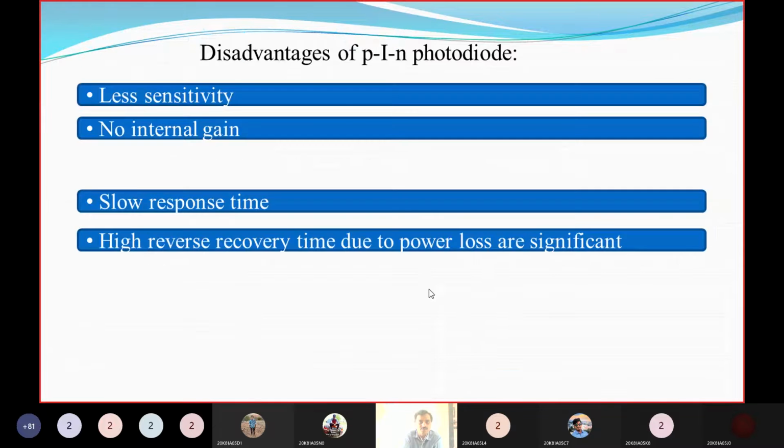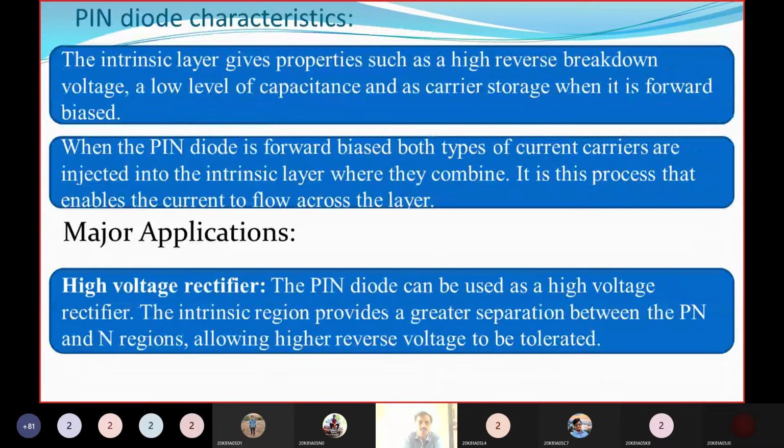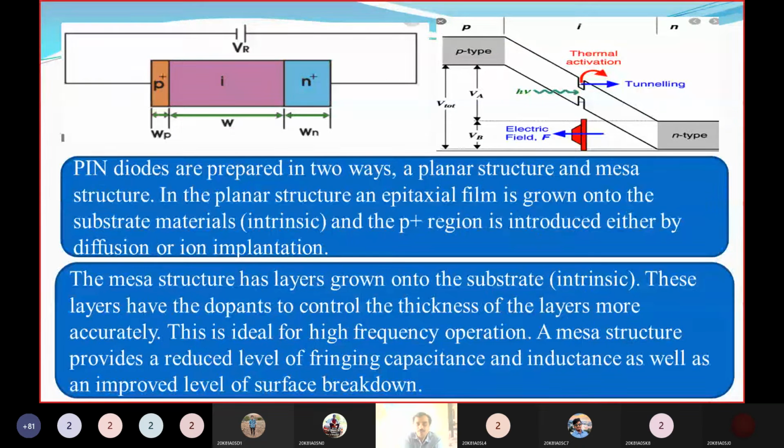For that, I will give a brief introduction here. In a PIN diode, there are three regions. One is the P region and another is the N region. In between, there is the intrinsic region. Here P plus is heavily doped P region, and N plus is heavily doped N region. The intrinsic region is very lightly doped, or not doped at all. Generally we use silicon as the intrinsic semiconductor. So this is the PIN diode.